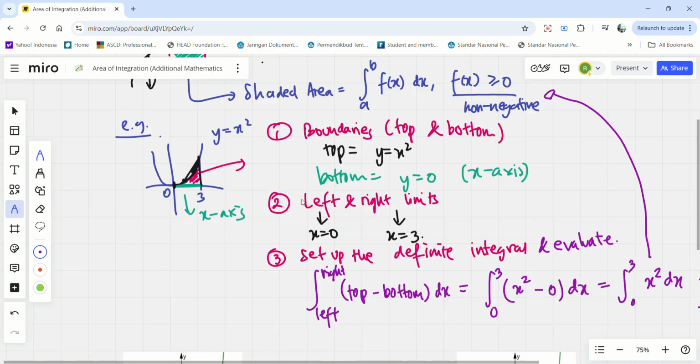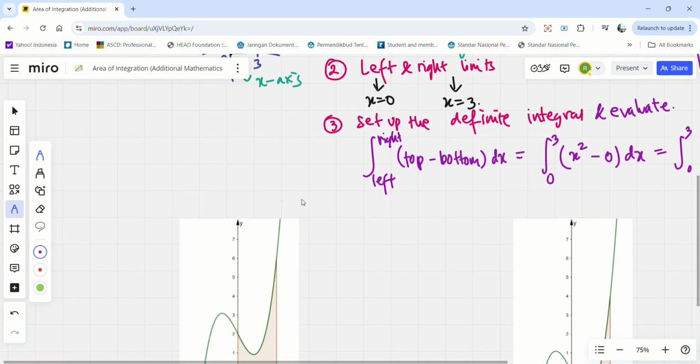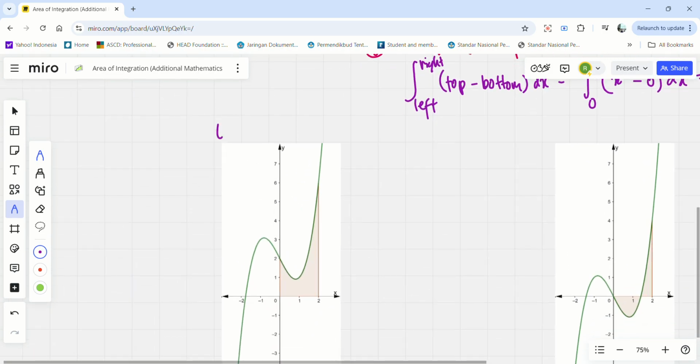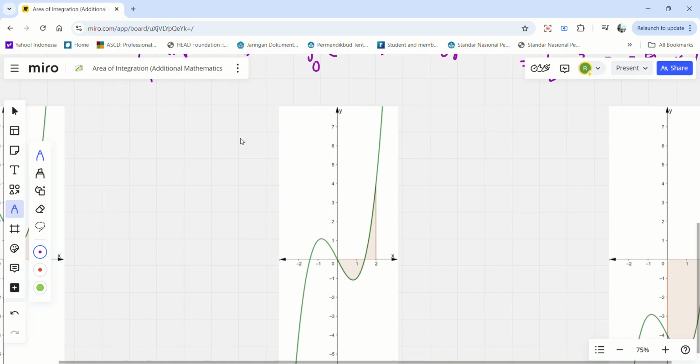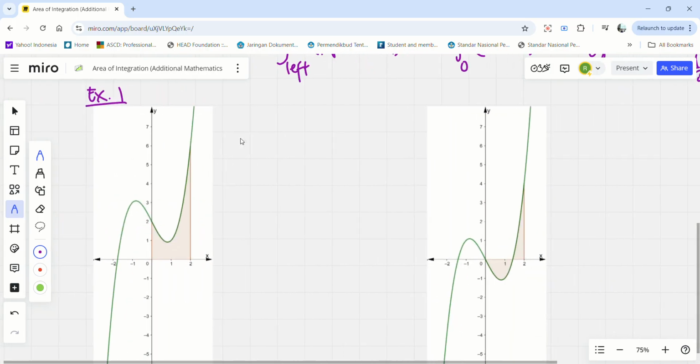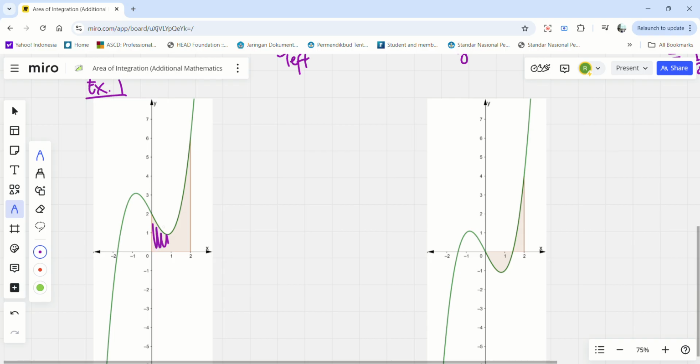Let us discuss a couple of examples. For example number 1, I'll take 3 different functions. Technically, they're pretty similar, but they give a bit of variation in each of them. In this case, we are looking for this part as the area that we're looking for.